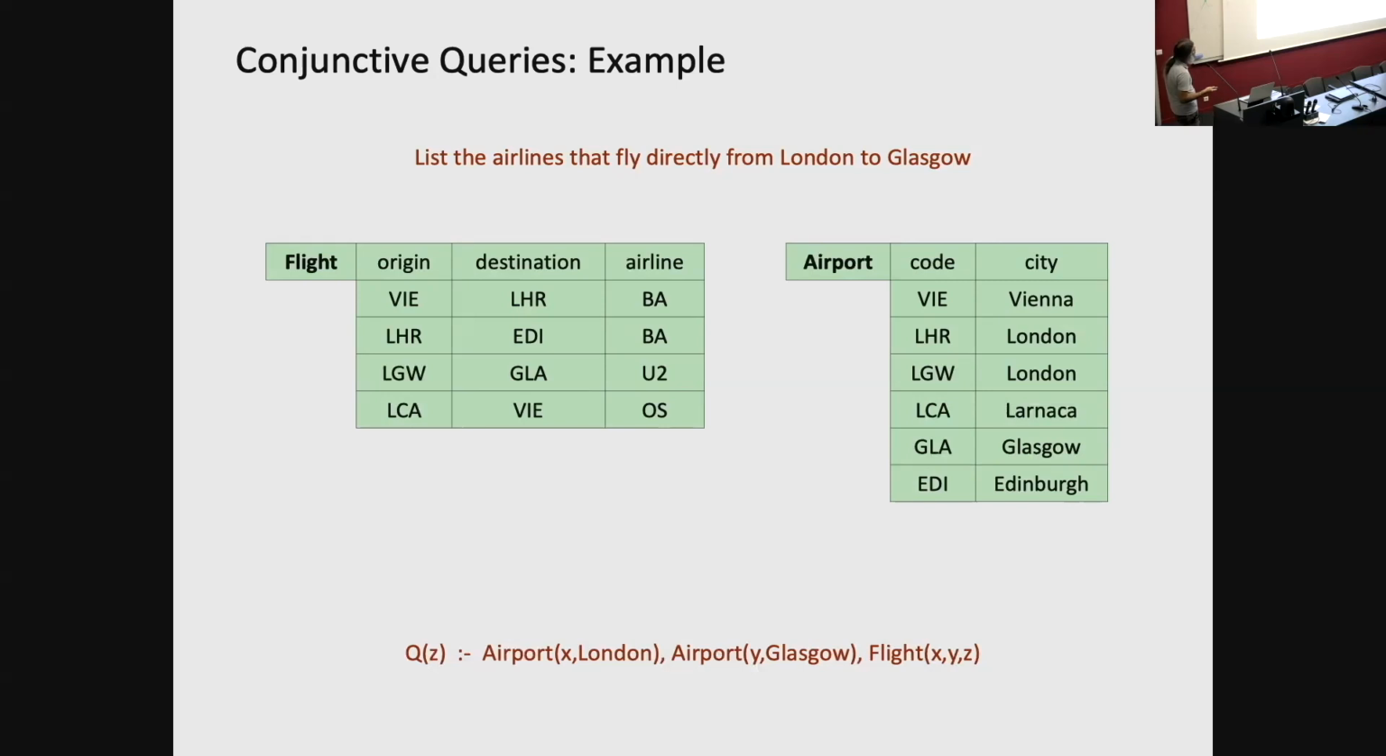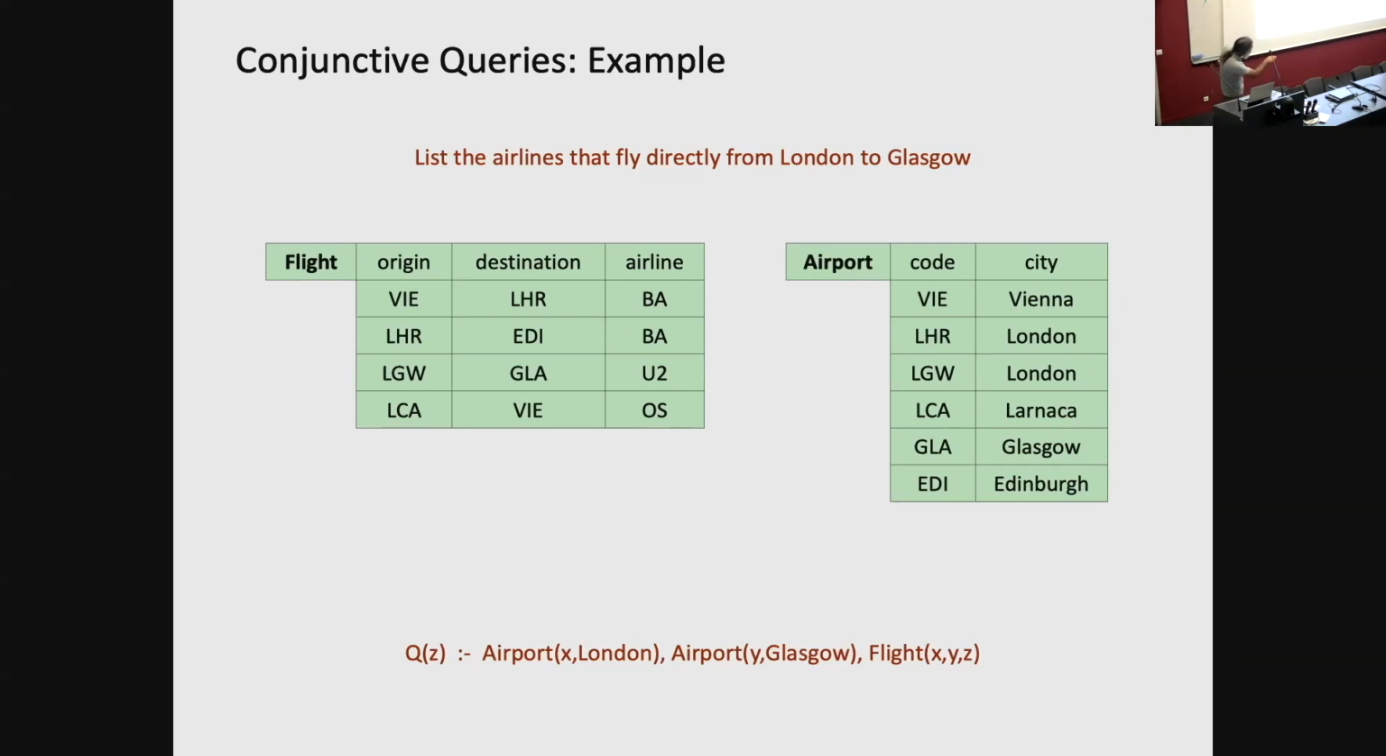Okay, let's see this by an example. This is the same query that we have seen before about this direct flight from London to Glasgow. And the calculus query that we have seen, I don't know, 2 hours ago, is essentially a conjunctive query, which can be expressed as a rule in this way. So I'm looking for an airport X in London and an airport Y in Glasgow, such that there is a direct flight from X to Y operated by Z. And as you can see now, Z is my output variable, right, which will determine the answer.